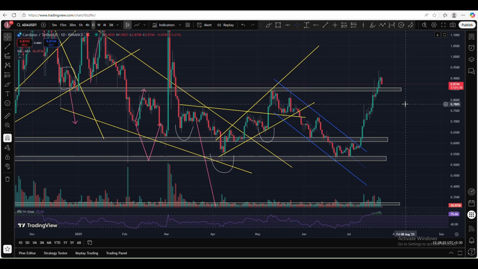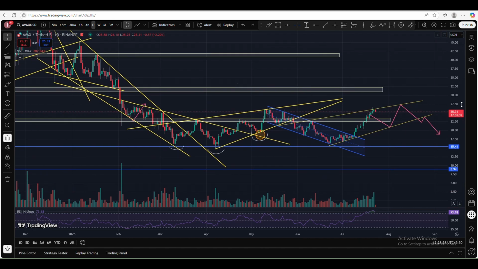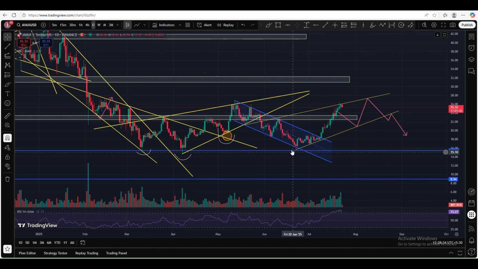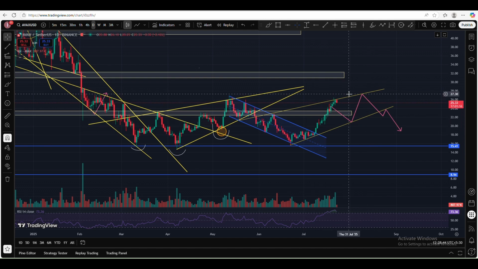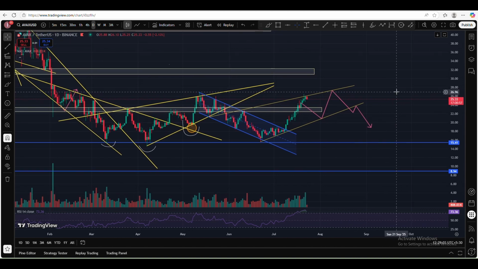So, yeah, next, AVAX. Surely we can see a rising wedge pattern on AVAX. Actually, as I think, this is a rising wedge pattern. I predicted this pattern at this level, the move up and down, and the market can go down.